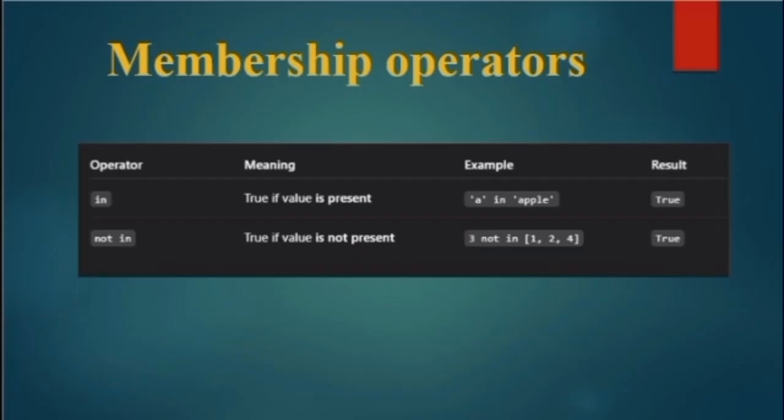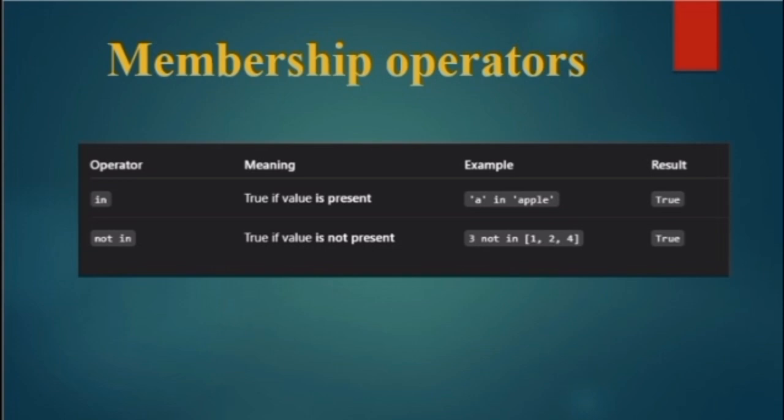Next one is the membership operators, which are used to check whether a value exists within a sequence like a string, list or tuple. There are two main membership operators: the in operator and the not in operator. The in operator returns true if the value is present in the sequence. For example, 'a' in 'apple' is true because 'a' is found in apple.